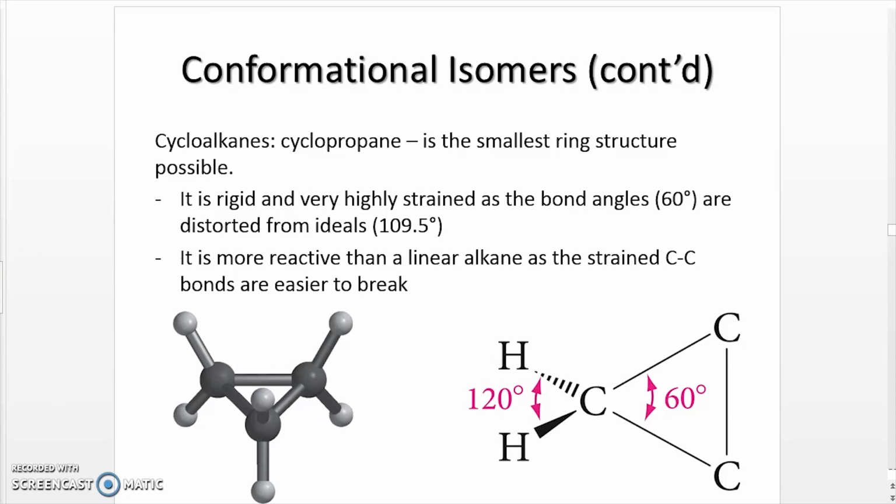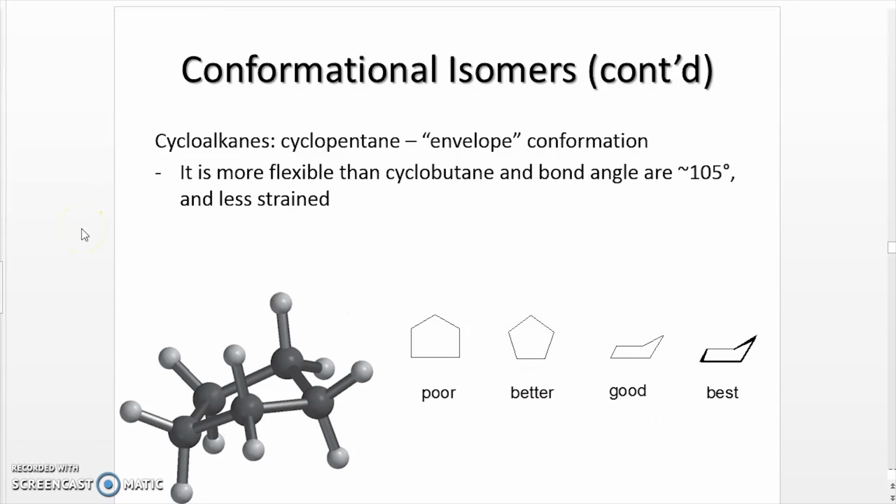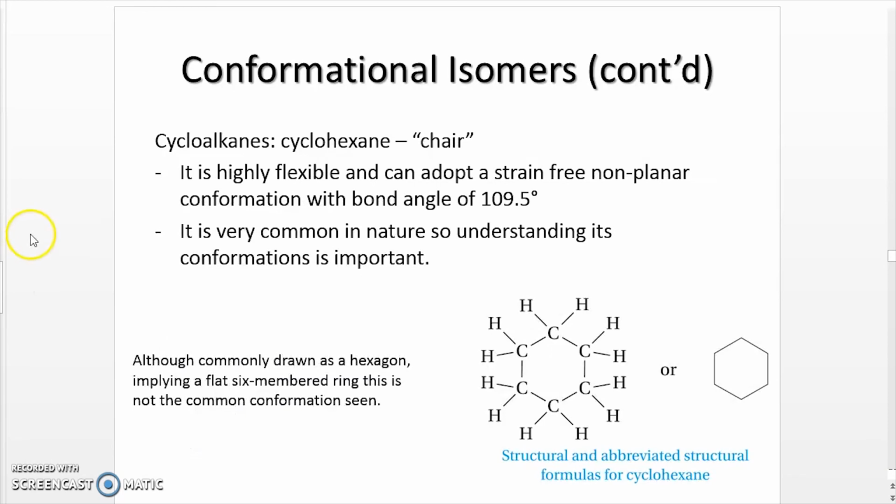And as we go up in ring size, we see that cyclopentane is actually better. It's more flexible than cyclobutane. It has a bond angle of about 105 and is less strained. Now, the best conformation would be our cyclohexane. And cyclohexane adopts what's called a chair conformation. And we'll look at that in the next slide. So this now allows a 109-degree angle. It is strain-free. It's very common in nature. And so the understanding of this is very important. And we'll discuss this further through other chapters.